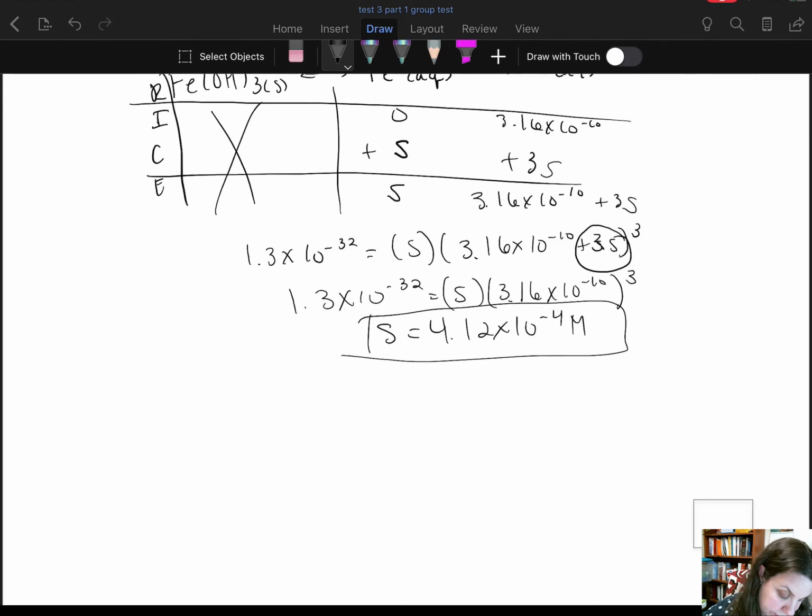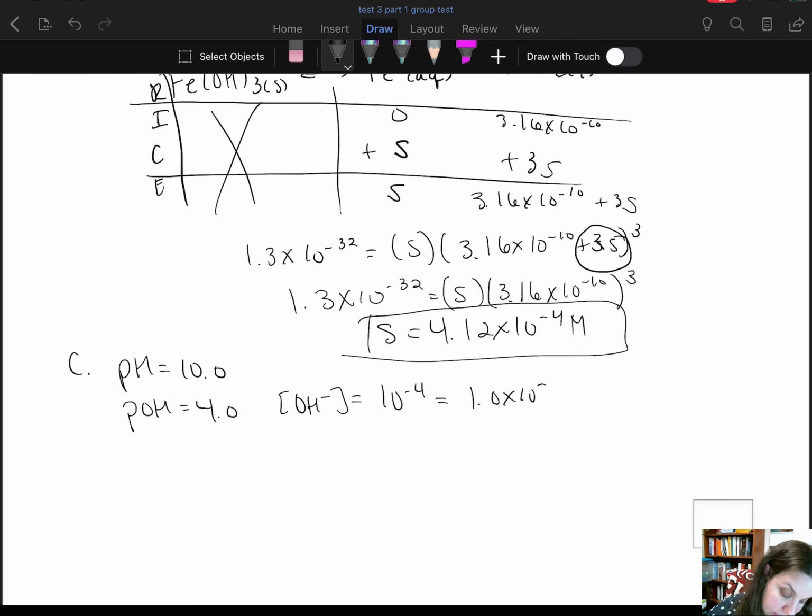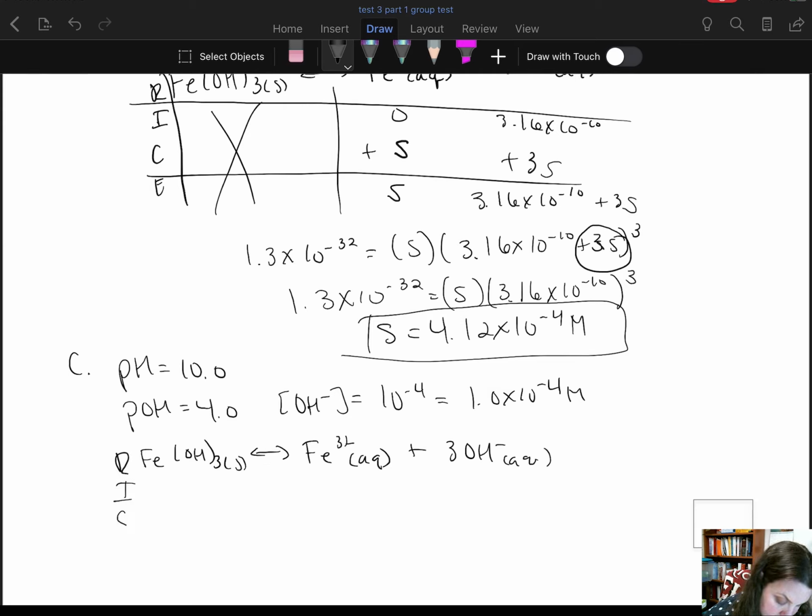What is going on? Let us try and get through C without it screwing up too much.